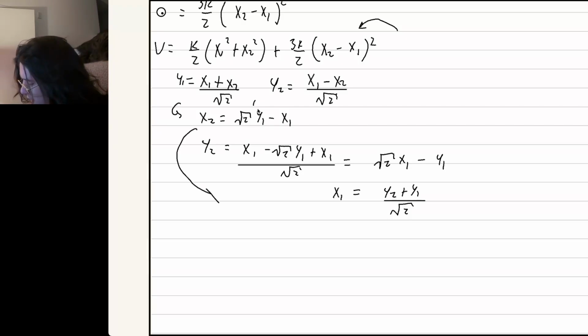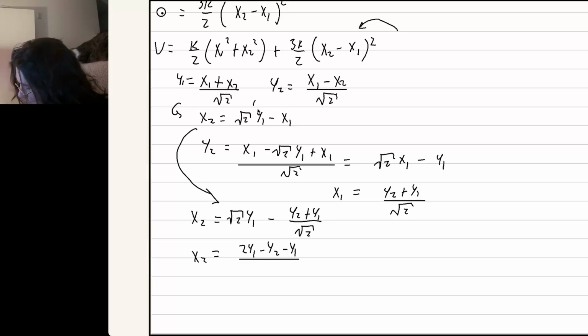Then let's use this to solve for x2, which will be root 2 times y1 minus x1. And then we can just make it so that these things have the same denominator. So we'll have 2y1 minus y2 minus y1 over root 2, which is just y1 minus y2 over root 2. Okay, so that wasn't entirely necessary. These things are pretty similar.